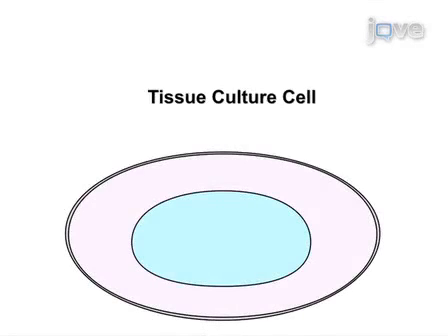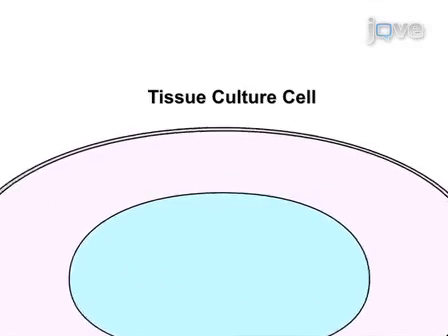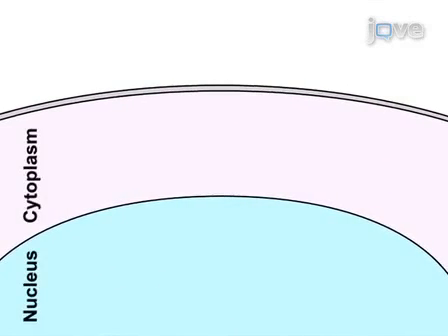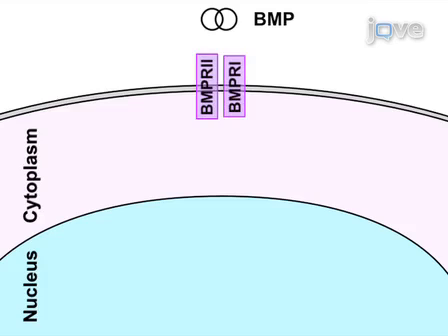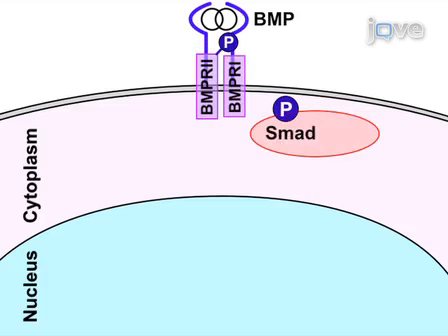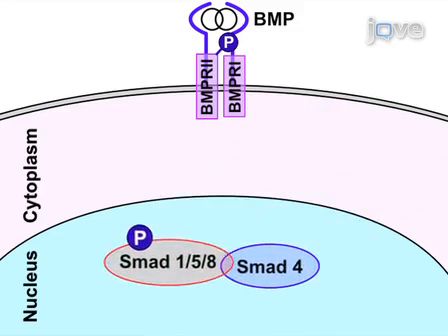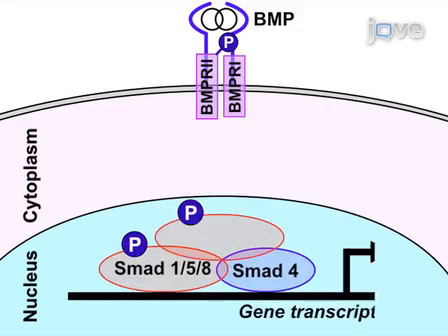The overall goal of the following experiment is to visualize and quantify BMP signaling in tissue culture cells. BMPs bind to receptors in the cell surface and phosphorylate 3 SMAD effectors, SMAD1, SMAD5, and SMAD8. These form complexes with SMAD4 and translocate to the nucleus where they orchestrate transcription.